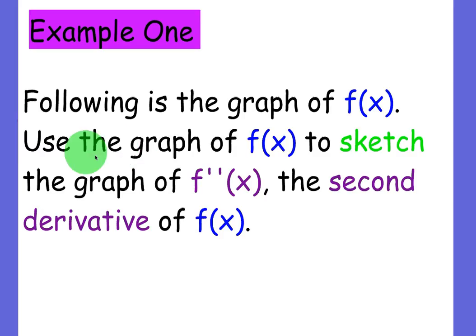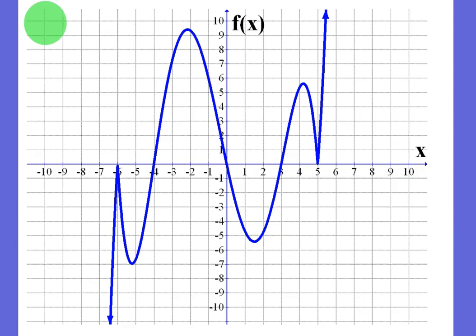Following is the graph of f of x. Use the graph of f of x to sketch the graph of f double prime of x, the second derivative of f of x. So here it is. It goes from something that I'm not really sure. It's so steep it's hard to tell whether it's concave up or down. But at -6, it's pointy, so the derivative is not going to exist there, and the second derivative is definitely not going to exist. Concave up, concave down, concave up, down, and then probably up again, my guess would be.